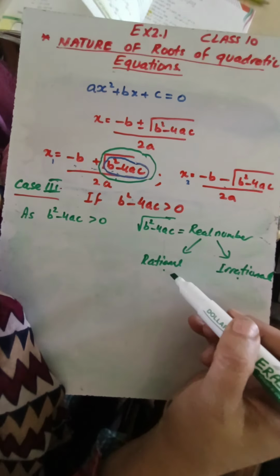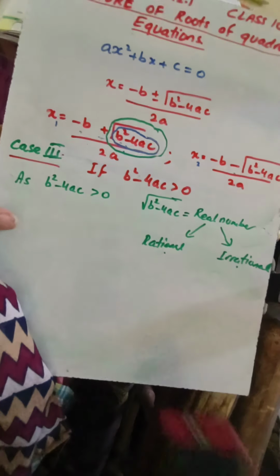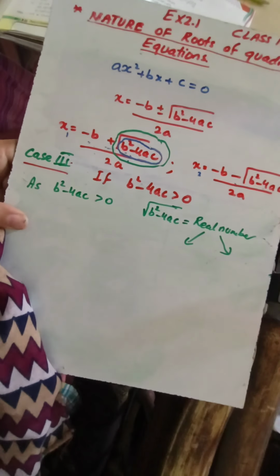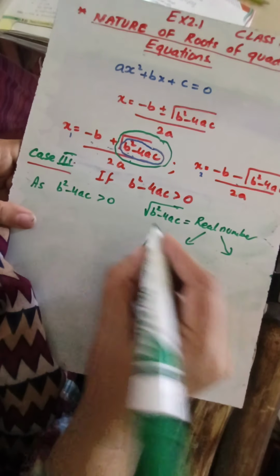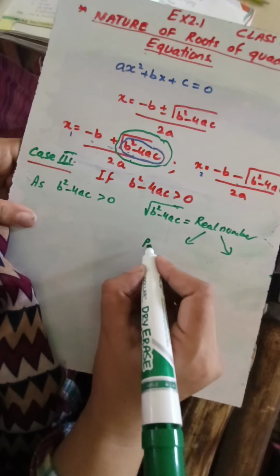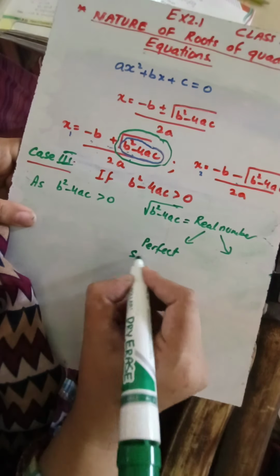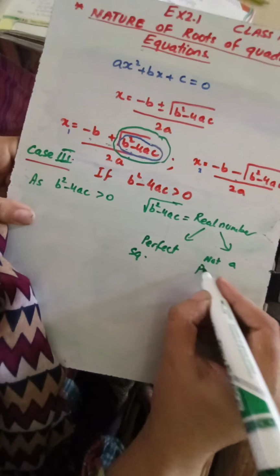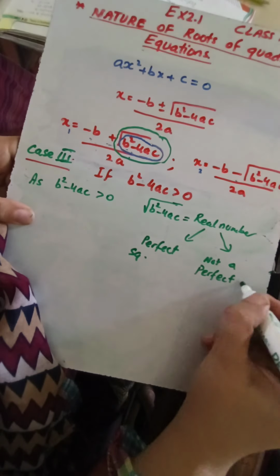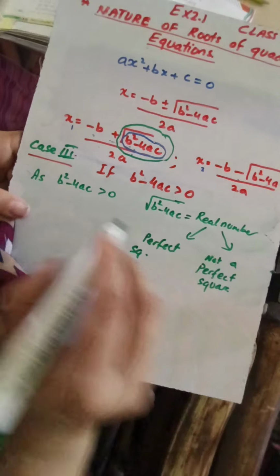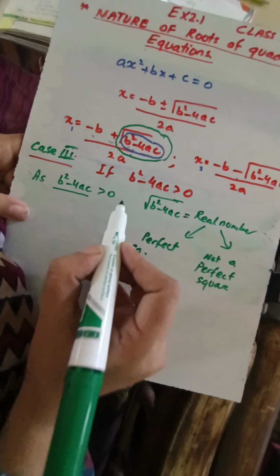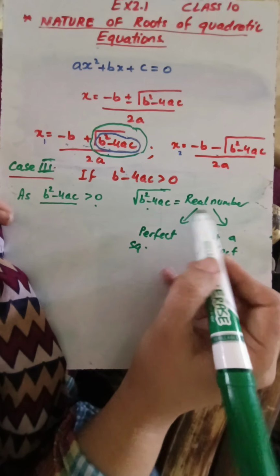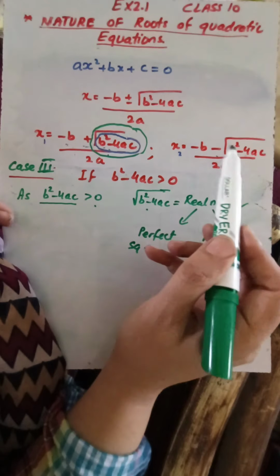It may be a perfect square or it may not be a perfect square. There are two possibilities. We will discuss this in a minute. But here the thing to see is that if b square minus 4ac is greater than 0, then the root will always be a real number. As it is a real number, we will not get any imaginary number.